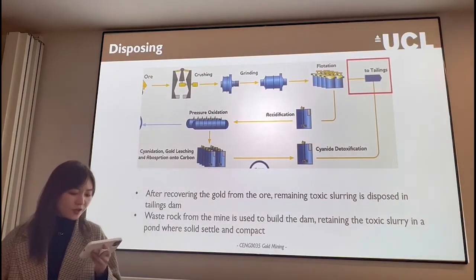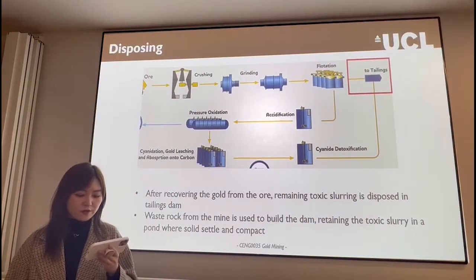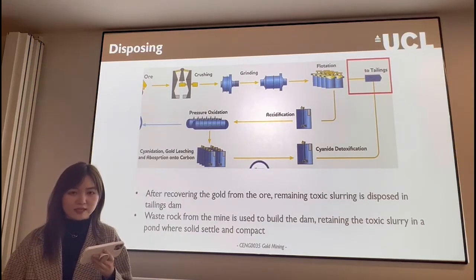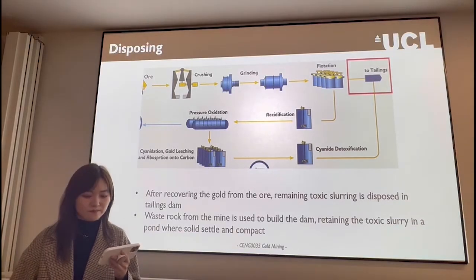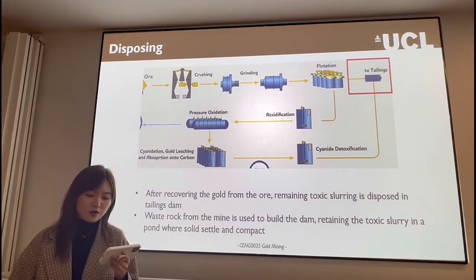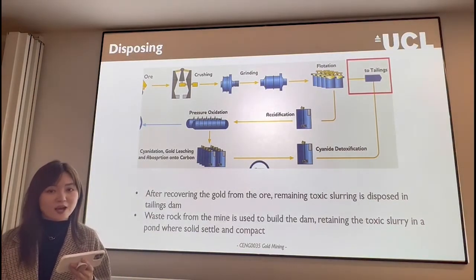Finally, after recovering the gold from ore, the remaining slurry is disposed to the tailings dam. Waste rock from the mine is used to build the dam, retaining the toxic slurry in a pond where solids settle and compact.